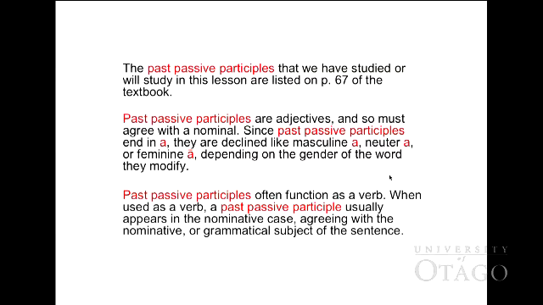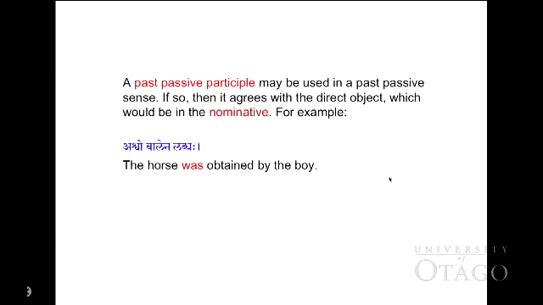The PPP often functions as a verb. When used as a verb, a PPP usually appears in the nominative case, agreeing with the nominative or grammatical subject of the sentence. So PPP may be used in a past passive sense. If so, then it agrees with the direct object, which would be in the nominative, as you have studied in the passive construction, such as ashvo, balena, labdhah.